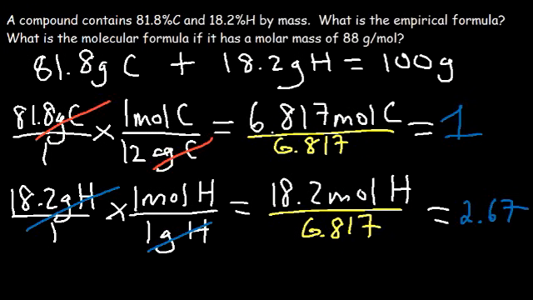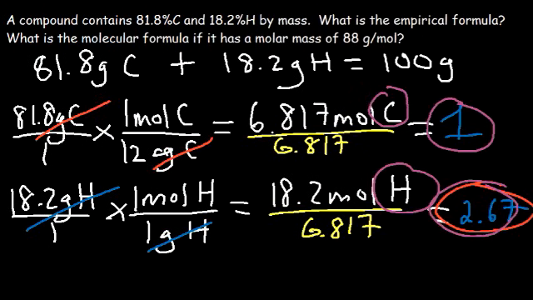So what would you do in this particular case? Because notice that we don't have a whole number here. It's 2.67. And you don't want to round it to 3, especially after you divide it by the lowest number. So what would you do in a situation like this? What I would do is I would write the formula. So notice that the 1 is associated with carbon and the 2.67 is associated with hydrogen. So we have the formula C1H2.67, but we just have to modify it.